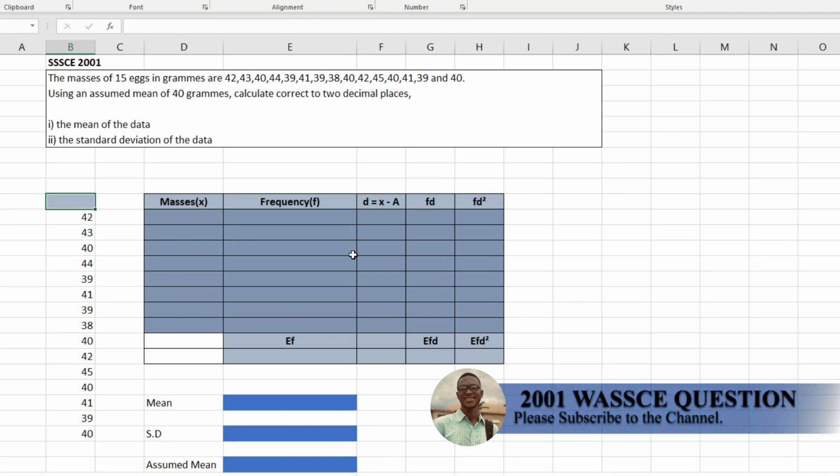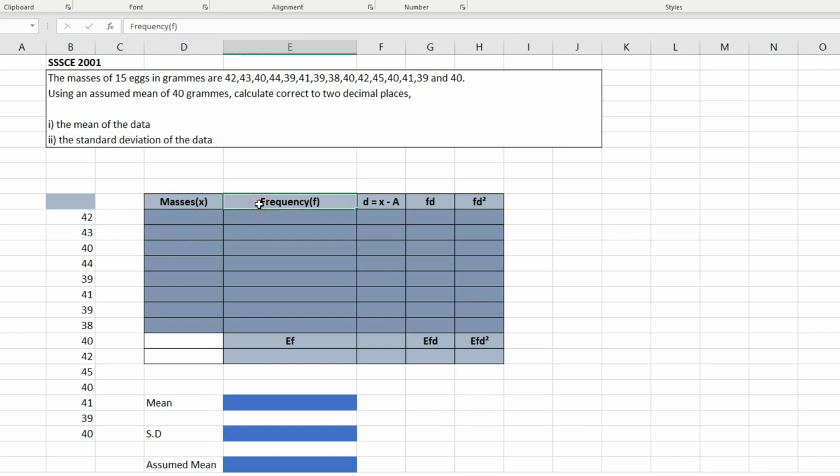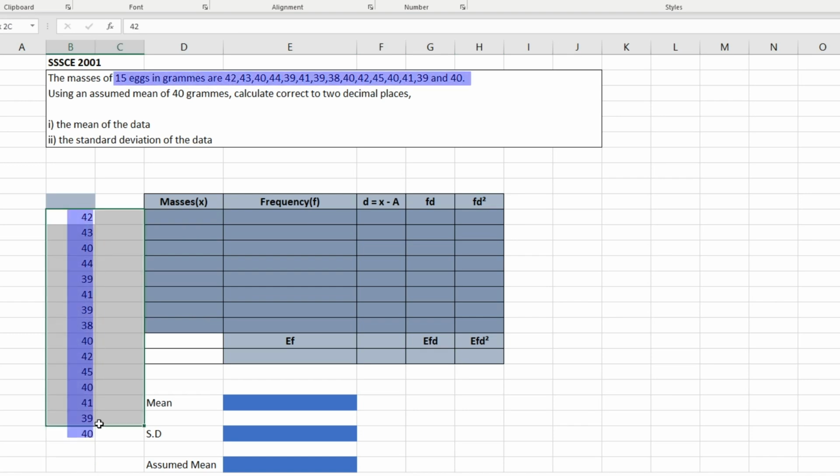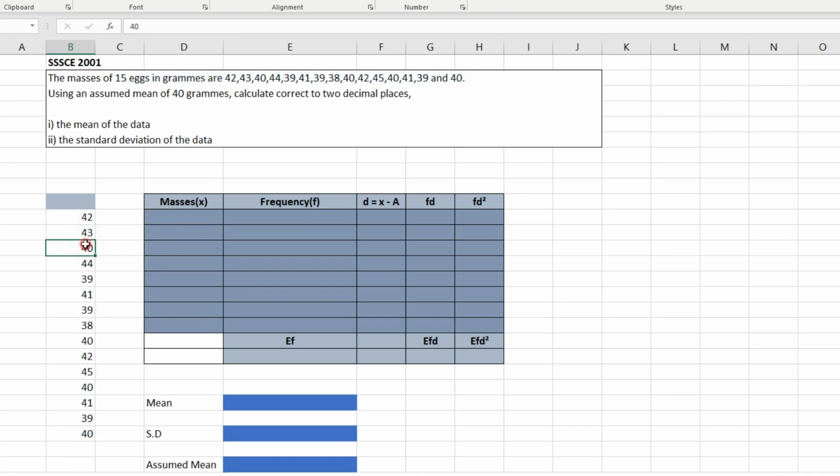So inside our table here, this is how we solve it on a sheet of paper. We get our mass, our frequency, our deviation, then our frequency by the deviation, and then the FD square. Over here, we'll use this to populate the sum of all these occurrences. Over here, we have a list of the various numbers, which are 42, 43, 40, and so forth. And then here is our mean and our standard deviation.